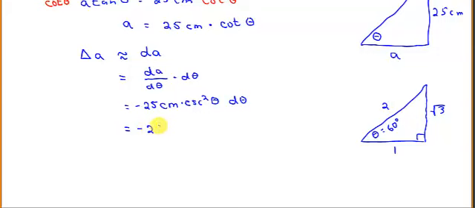So this will be negative 25 centimeters times 2, the hypotenuse, over square root of 3, the opposite, but we have cosecant squared, so this will be squared. And then d theta is 1 degree, but remember that when we're dealing with angles like this, we need to express them in terms of radians. So 180 degrees is the same as pi radians, so we could write 1 degree as, and this could vary in either direction, plus or minus pi over 180.